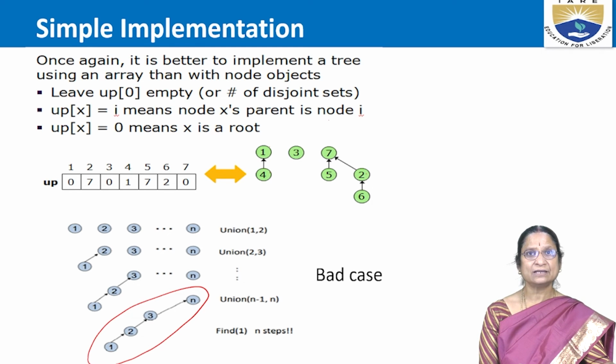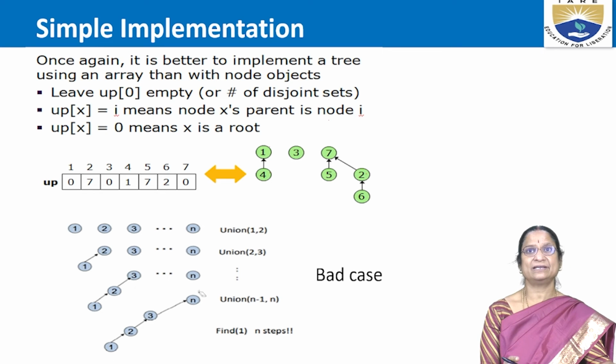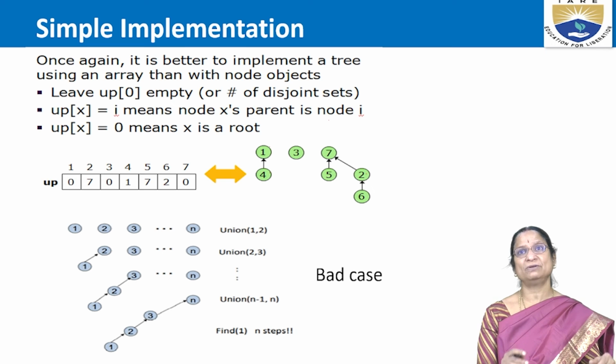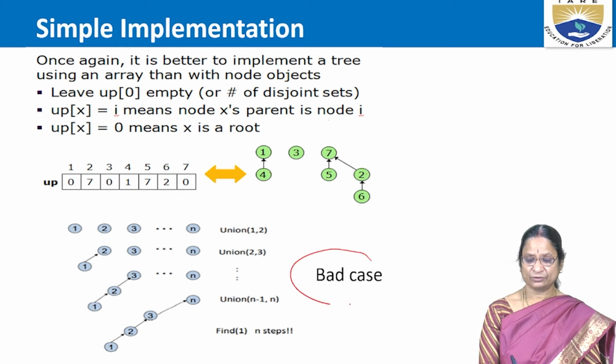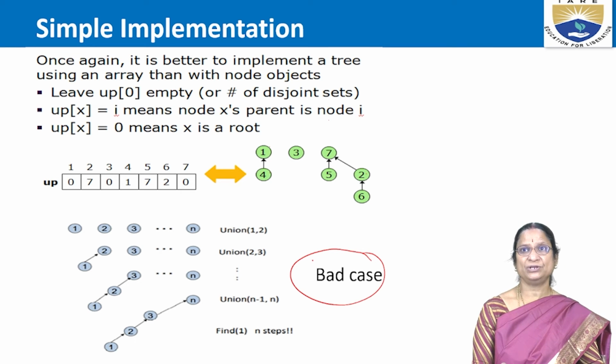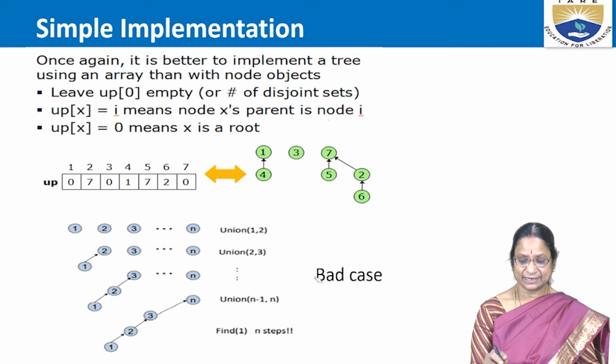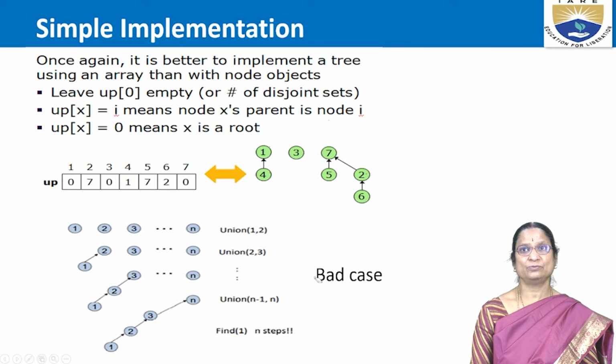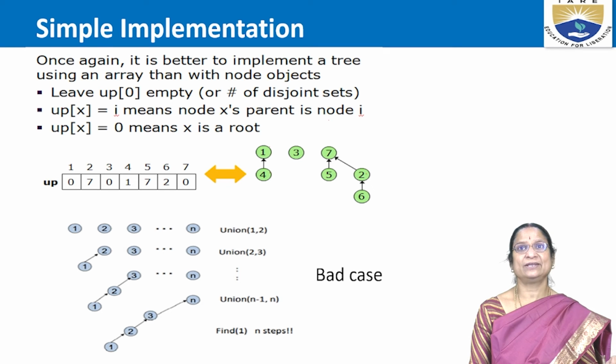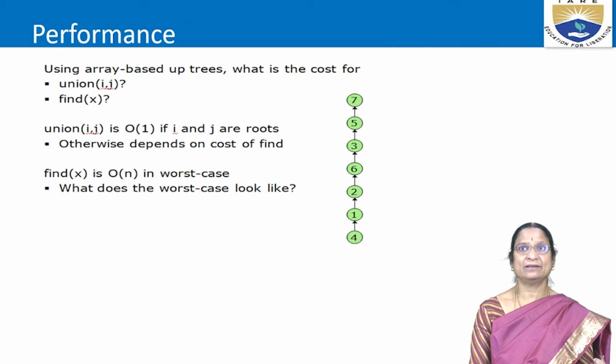What kind of trees? These trees are known as skew trees. Once skew trees are generated, the find operation will take more time because the height of the tree is going to be more, no? So, in such cases, if you don't have any proper rule for union, it may generate skewed trees also, which is a bad case actually. To avoid that, we can use either union by height or union by weight.